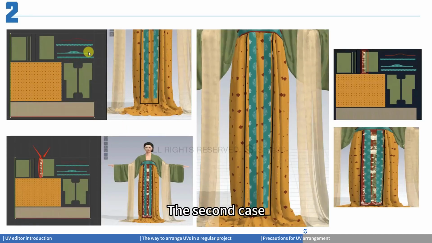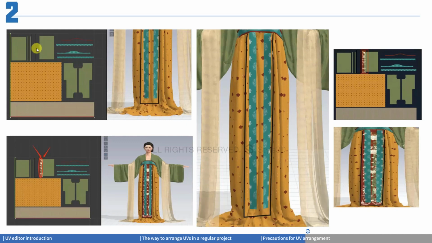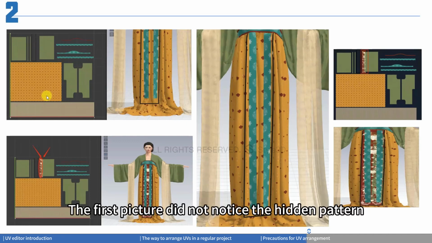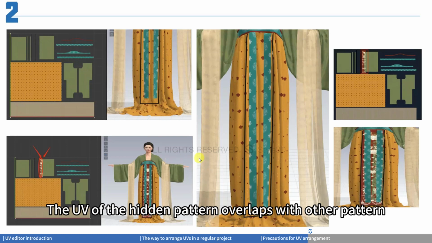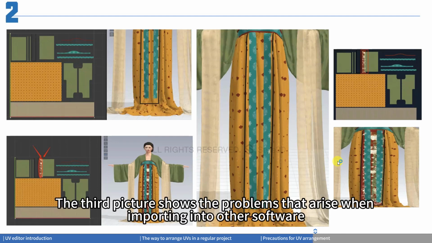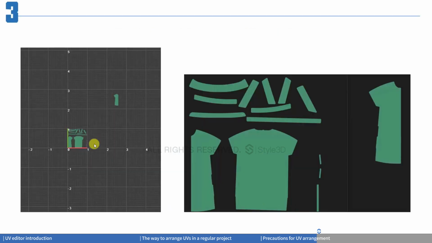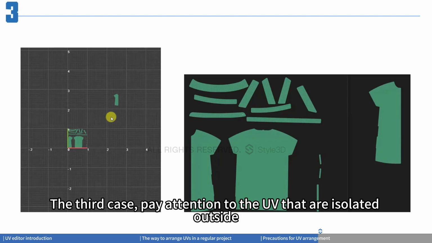The second case. Pay attention to the placement of transparent or hidden UV patterns. The first picture did not notice the hidden pattern. The UV of the hidden pattern overlaps with other pattern. The second picture shows the exported model and the incorrect UV texture. The third picture shows the problems that arise when importing into other software. The texture has discolored.